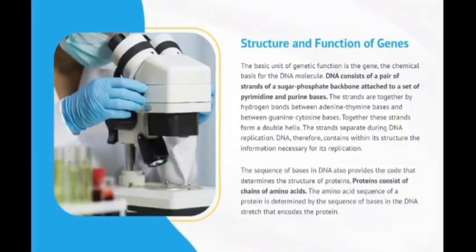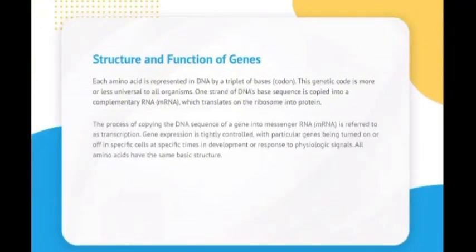The sequence of bases in DNA also provides the code that determines the structure of proteins. Proteins consist of chains of amino acids. The amino acid sequence of a protein is determined by the sequence of bases in the DNA stretch that encodes the protein. Each amino acid is represented in DNA by a triplet of bases, a codon. This genetic code is more or less universal to all organisms.